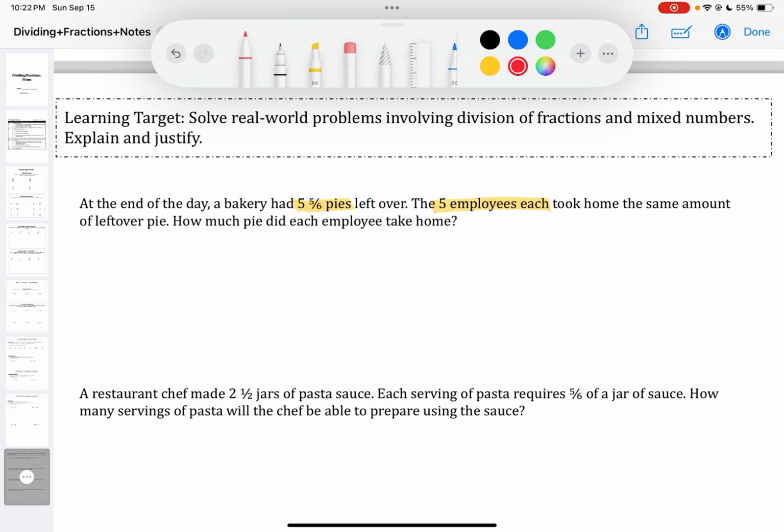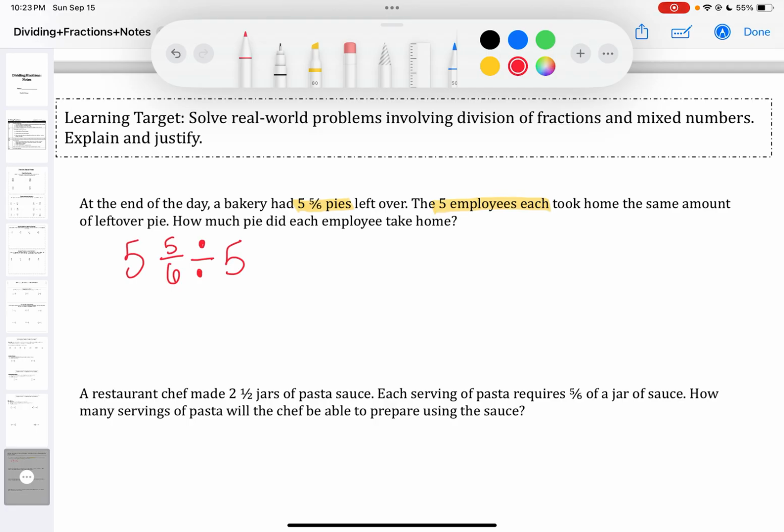So that tells me that I'm starting with 5 and 5/6. And if each of the 5 employees gets an equal share of the same amount of pie, then I'm going to divide that number by 5. It's also the same thing as saying each employee gets 1/5 of the pies. So think of it like that.